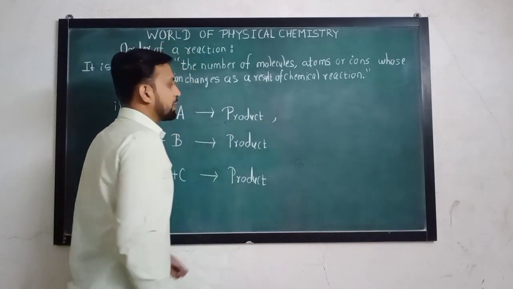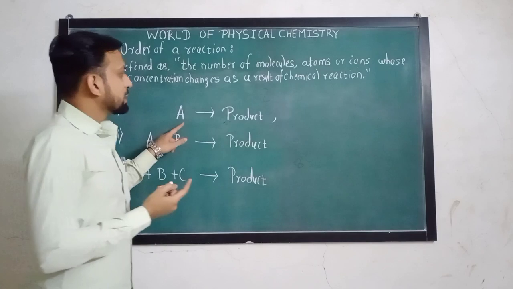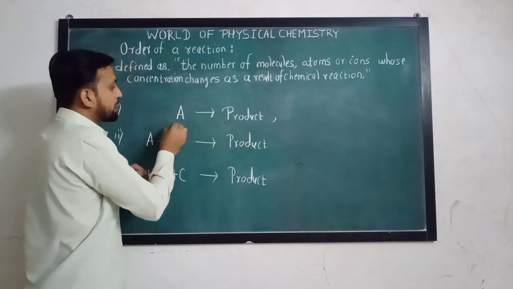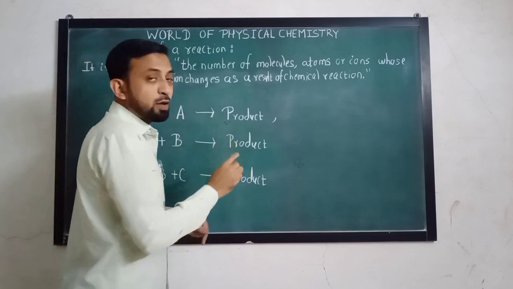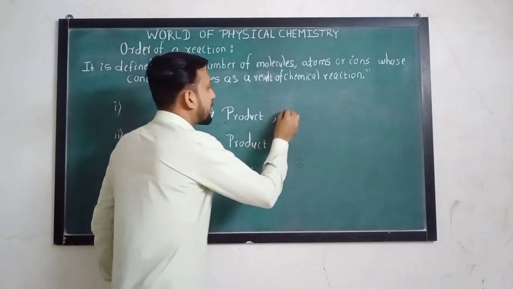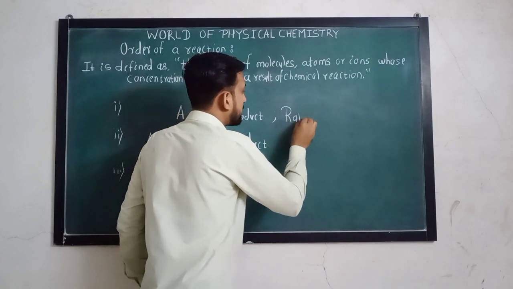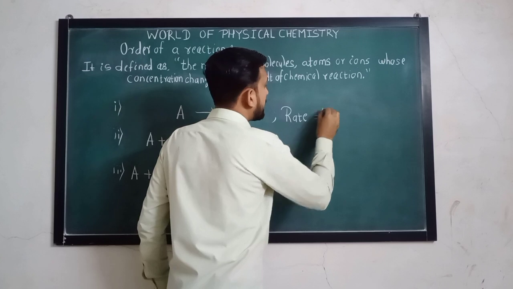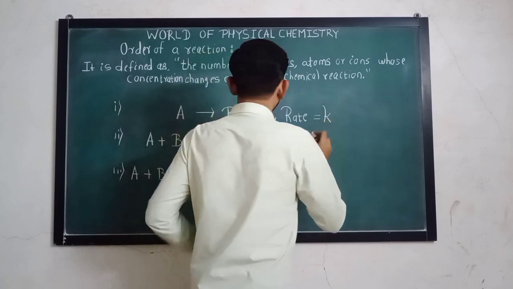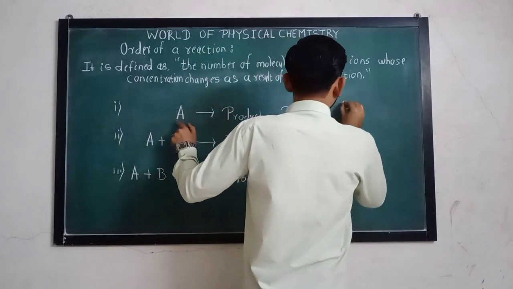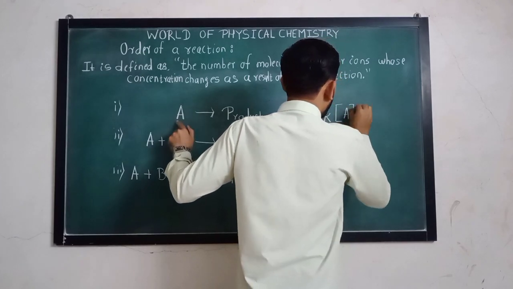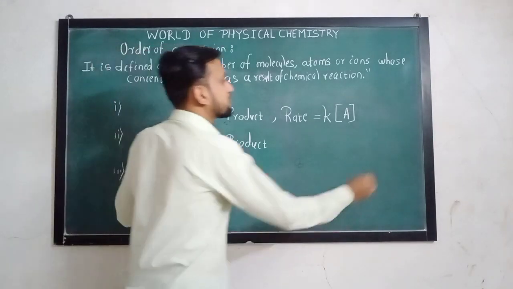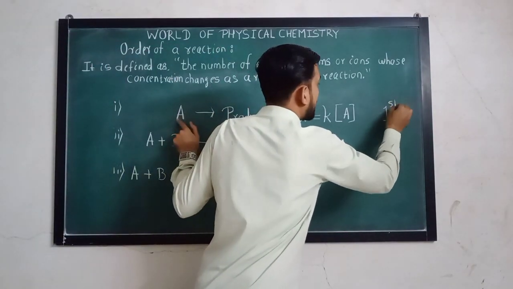For this reaction, if you perform the experiment, we find that for the formation of this product the concentration of A changes. From that experimental knowledge we are able to write the rate law for this reaction: the rate is equal to K, the rate constant, times the concentration of A, since the formation of product depends on the concentration of A.